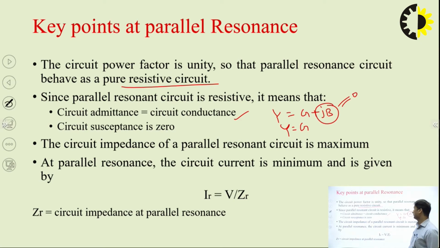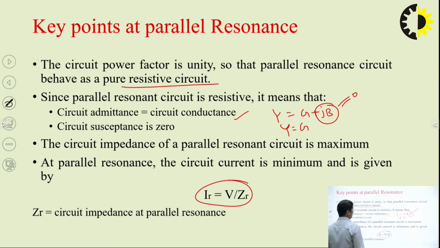Another point is the circuit impedance of the parallel resonance circuit is maximum. So in this case, what happens? The impedance is maximum, and because of that, the current will be minimum. So at resonance, the current is given by this. And the circuit impedance of the parallel is maximum. We will calculate it as a dynamic impedance. So ZR is the circuit impedance at parallel resonance.